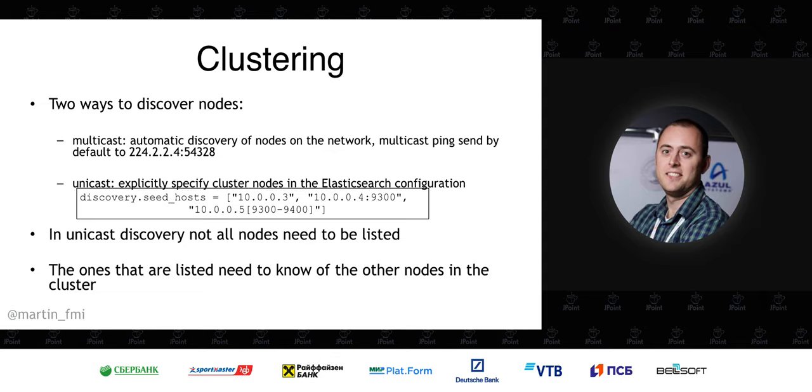There are two ways to discover nodes on a network. As I said, the one that Elasticsearch uses by default is multicast. It tries to automatically discover nodes on the same network by sending a multicast ping to the address 224.2.2.4 on port 54328. However, in many networks, this address may be disabled and essentially multicast communication is disabled.